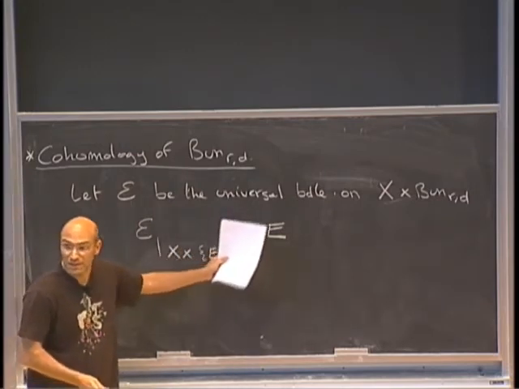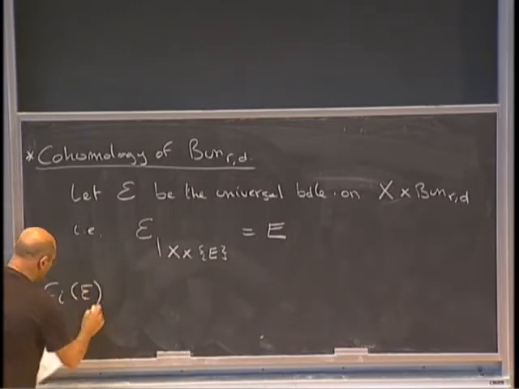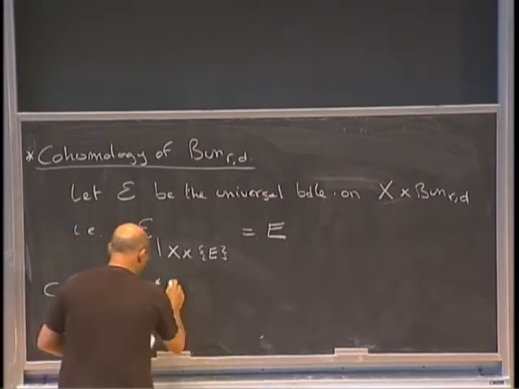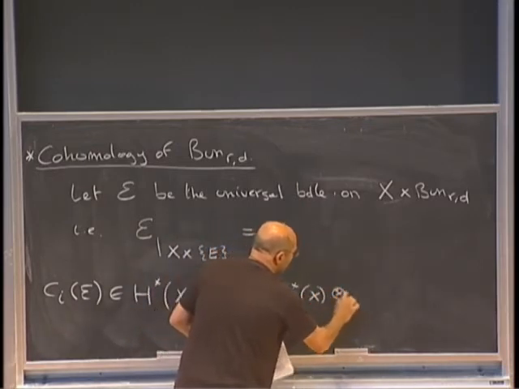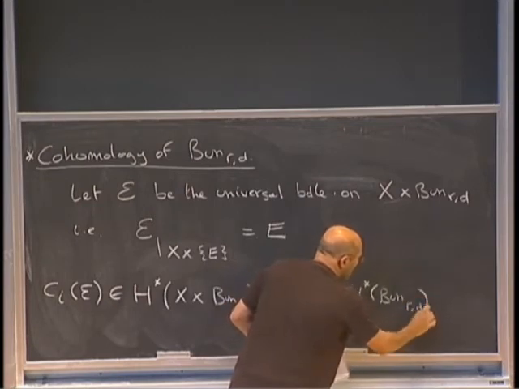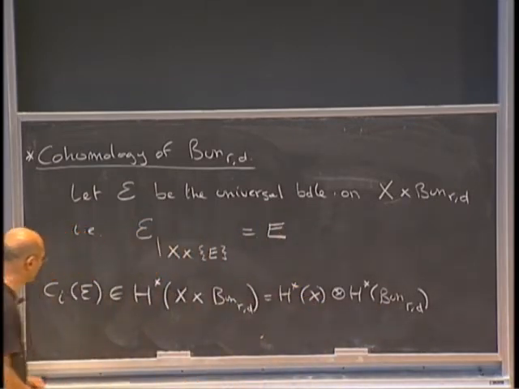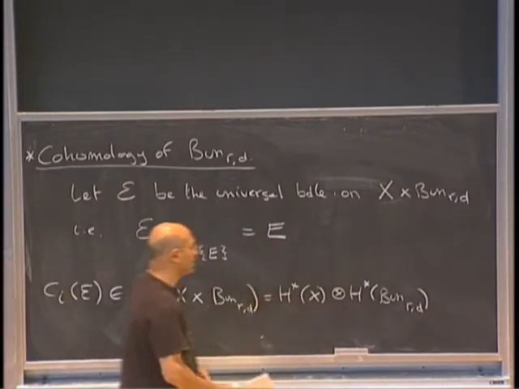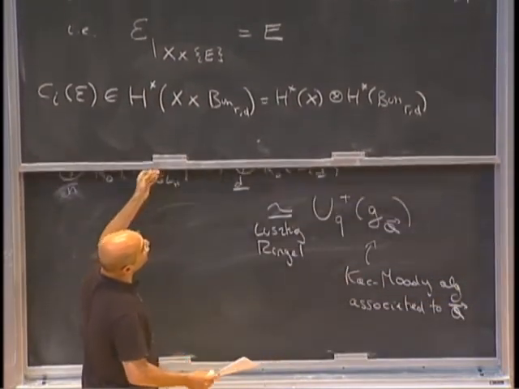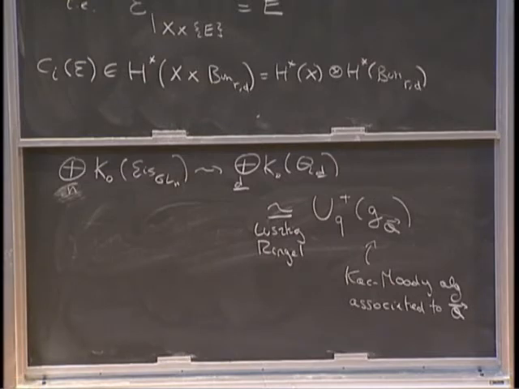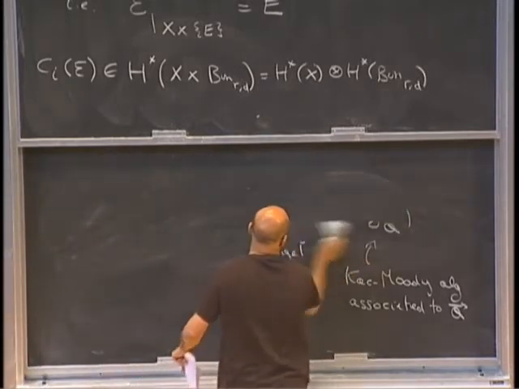So you have this very nice universal bundle, and you can take its Chern classes. These live in the cohomology of X cross Bun_{R,D}, and this you can decompose as the cohomology of X tensor the cohomology of Bun_{R,D}. And you can pick a basis in this cohomology of X. And then you can look at the components. You can decompose these Chern classes according to the components. And you get a bunch of elements in the cohomology of Bun_{R,D} this way. And then the theorem says that they freely generate the cohomology ring as a supercommutative algebra. So this gives you a very good grip on this cohomology ring. In particular, the Poincaré polynomial can be computed from that.